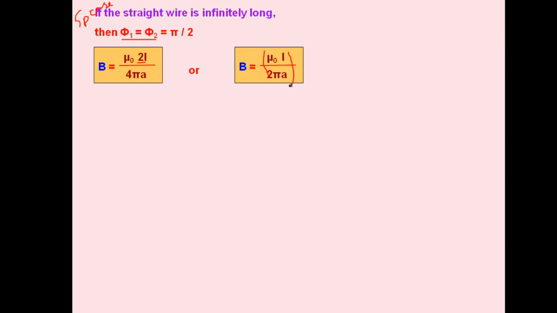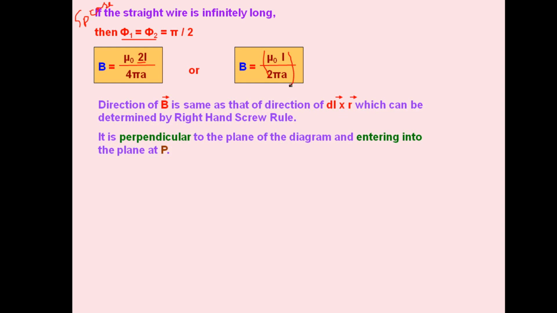If a finite long wire is there, then the previous formula will be used. If an infinite wire is there, we have to use this formula. The direction of magnetic field is the same as the direction of dl vector cross r vector, which can be determined by the right hand screw rule or the right hand thumb rule. It is perpendicular to the plane of the diagram and entering into the plane at point P.